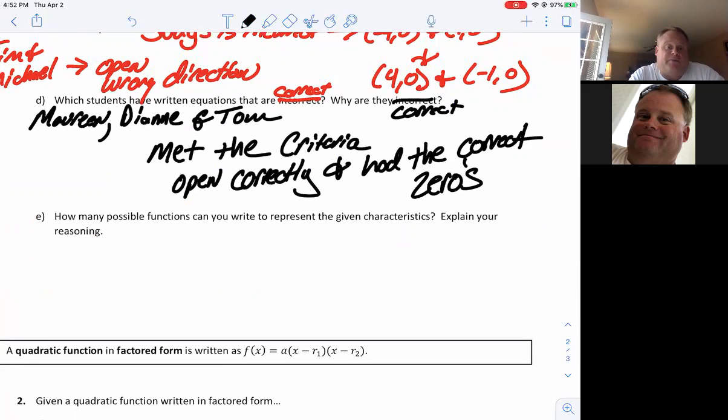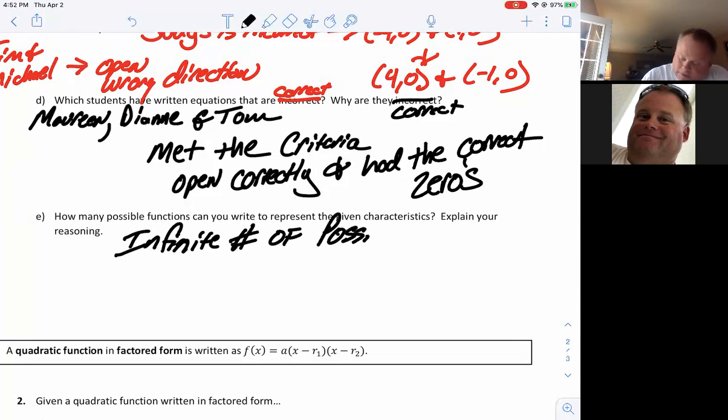Now, how many possible functions can you write to represent the given characteristics in the plane of reasoning? So how is it that there could be more than one? Well, it all falls to the A value, okay? Because there's an infinite number of possibilities here.